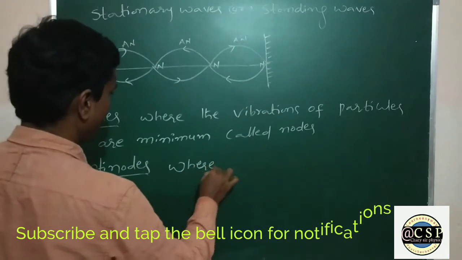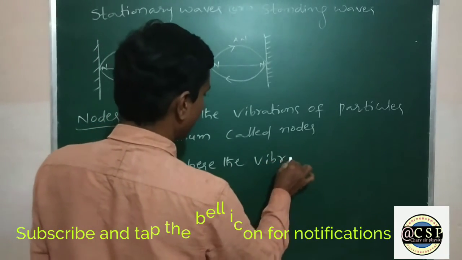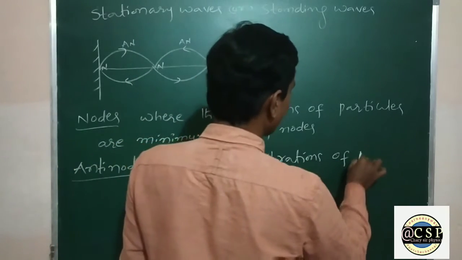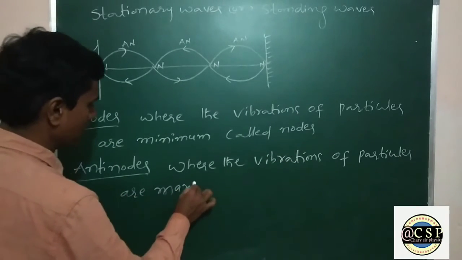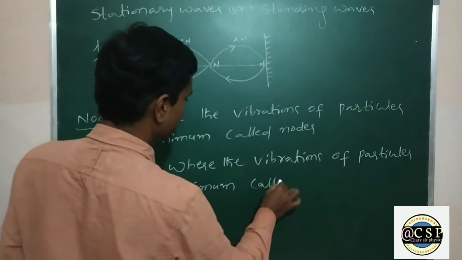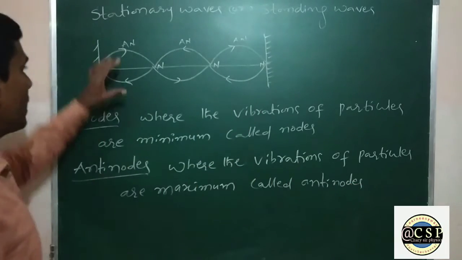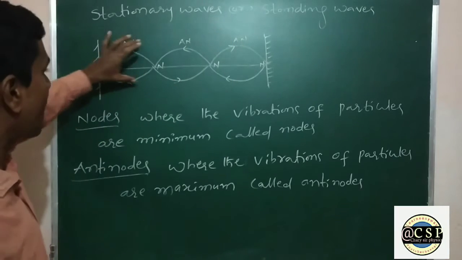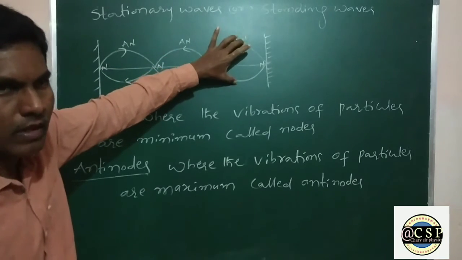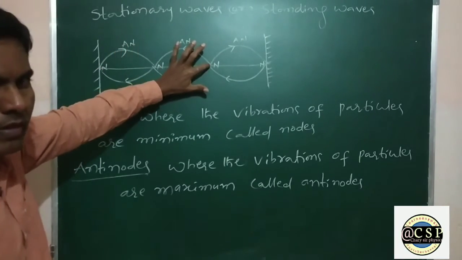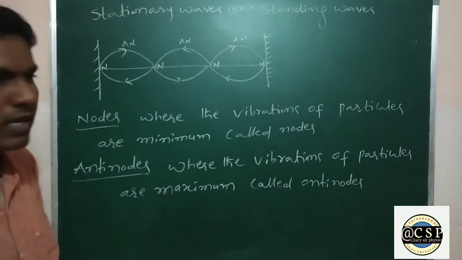And antinodes are the positions where the vibrations of the particles are maximum. They are called antinodes. Here the vibrations of the particles are maximum, meaning the amplitude is maximum at these places, and the amplitude is minimum at the nodes. So antinodes are where the vibrations of the particles are maximum.